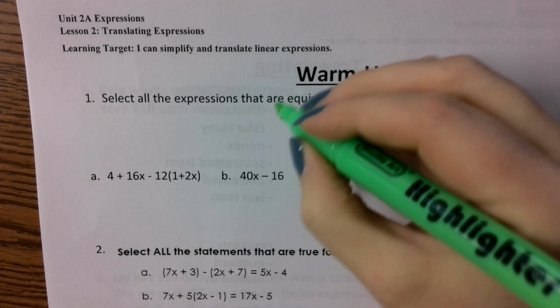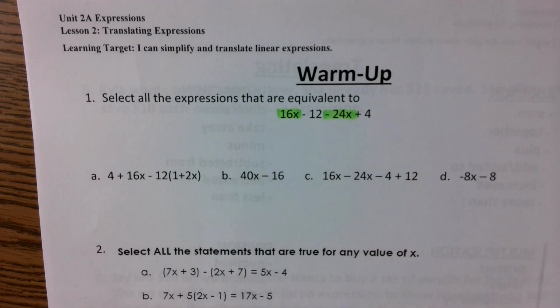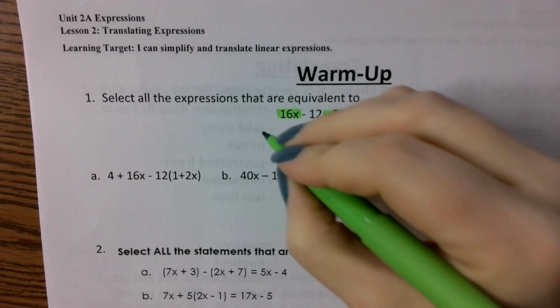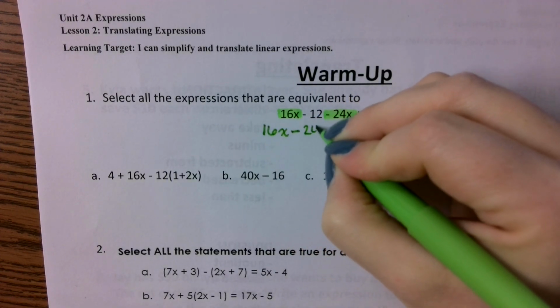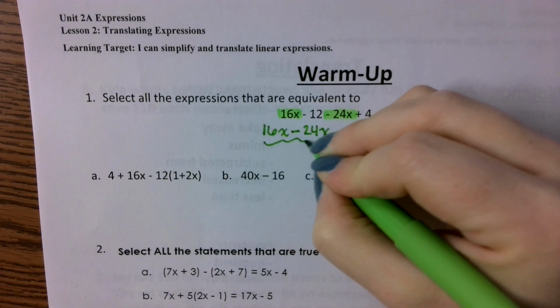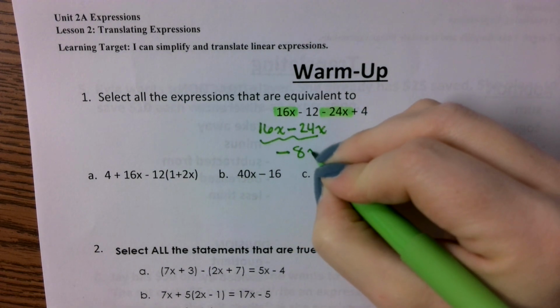When we're taking a look here, I have like terms with my 16x and a minus 24x. Remember, those subtraction signs go with the term that's in front of it. So we're technically focusing on doing 16x minus 24x. When we do 16x minus 24x, it's going to come out to a negative 8x.